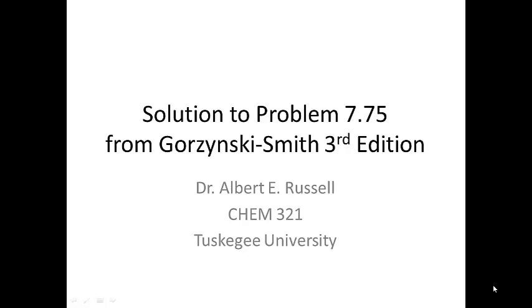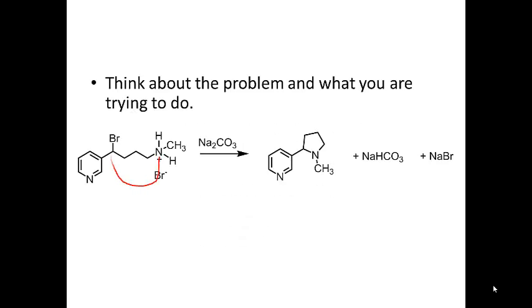So in this video, we're just going to discuss the solution to problem 7.75. So let's go right to the problem. Here, you need to think about what we're trying to do. And when we look at the starting material, which is this ammonium salt, and look at the product, what we actually are trying to do is make a bond between this nitrogen and this carbon here. That's why the little red line is shown here.